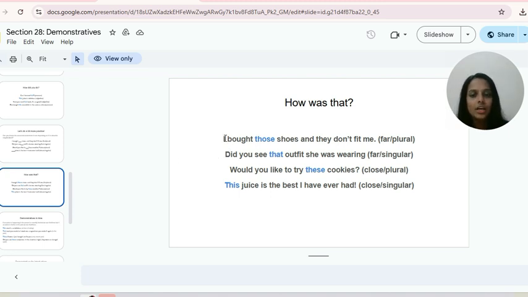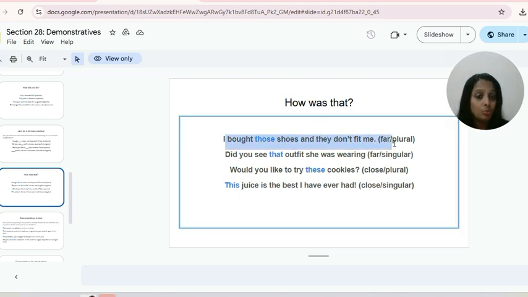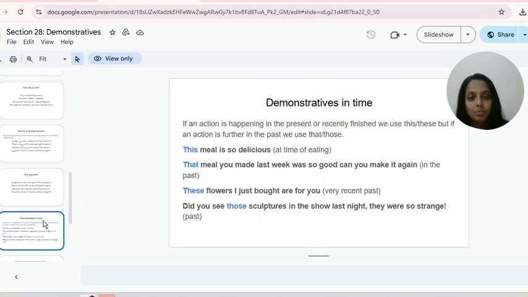Let's check your answers. I bought those shoes and they don't fit me. So why are we using those here? Because it is far and it's plural. So, those. Did you see that outfit she was wearing? And we already said it's far and singular. So the demonstrative that comes here. Would you like to try these cookies? So it's close and plural. That's why the demonstrative these comes here. This juice is the best I have ever had. Here we are using this.